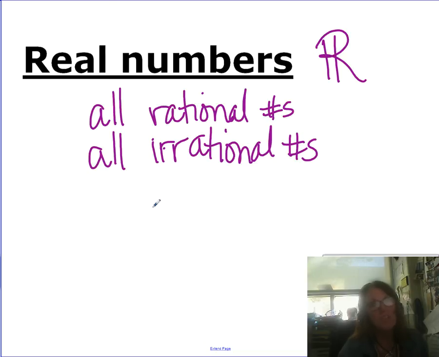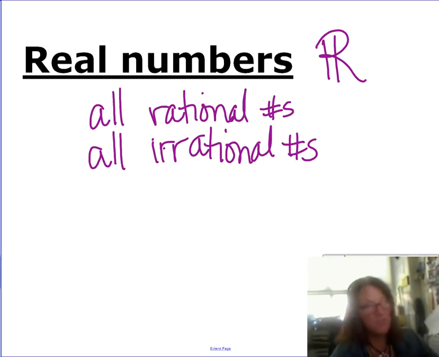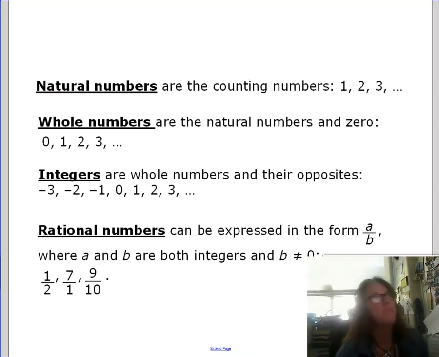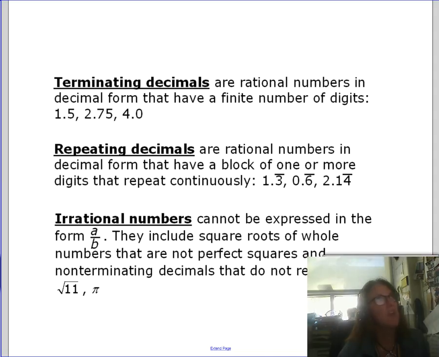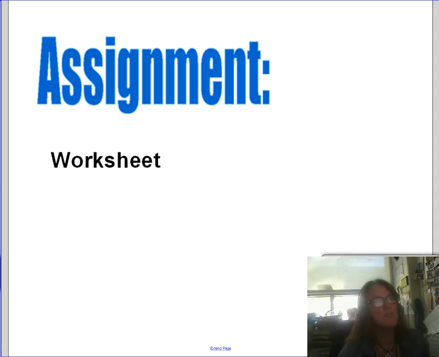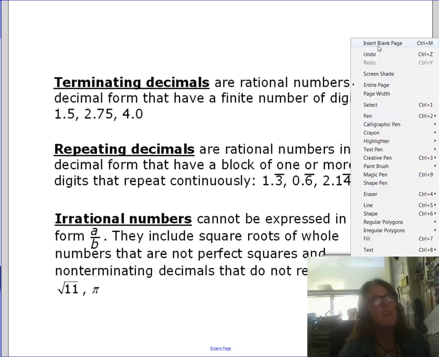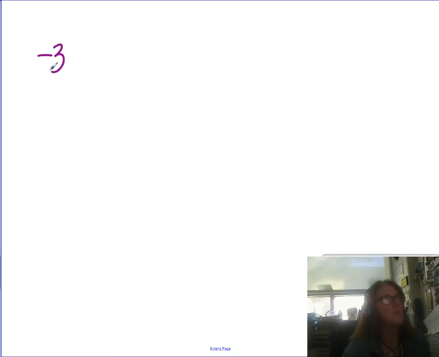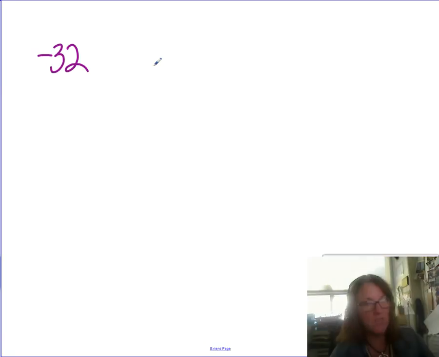Cool. So this is how you're going to classify numbers. So let's take a look now. If you turn to the back of your notes, you'll see that I've got a whole bunch of examples here. Okay, and I want you to write down all of the classifications for it.